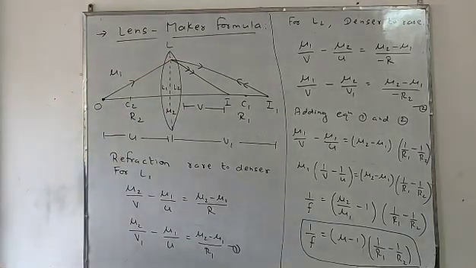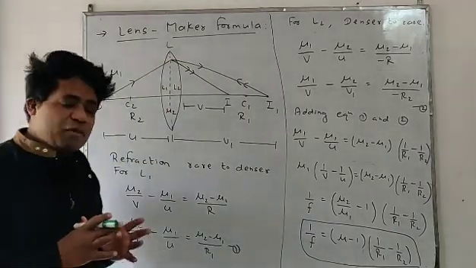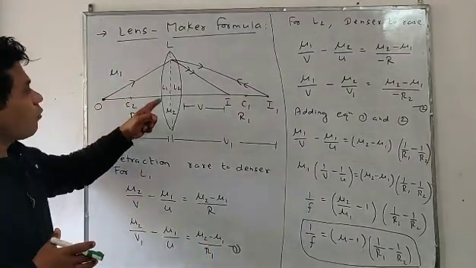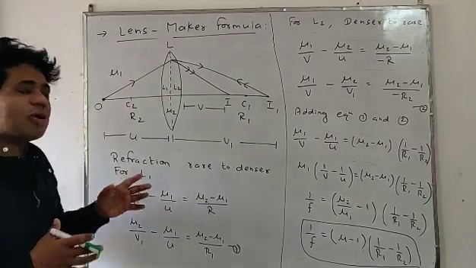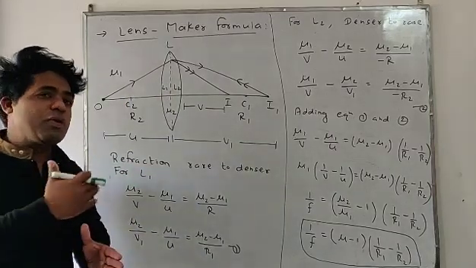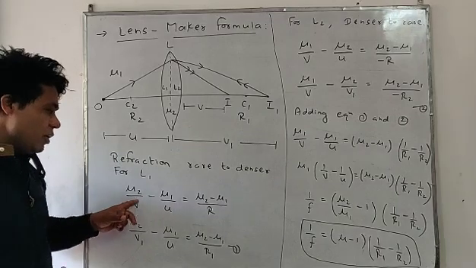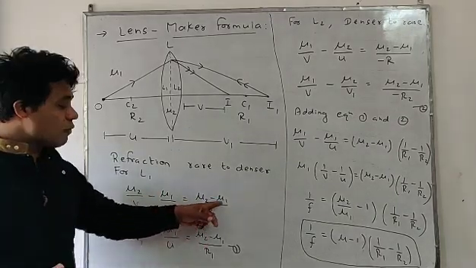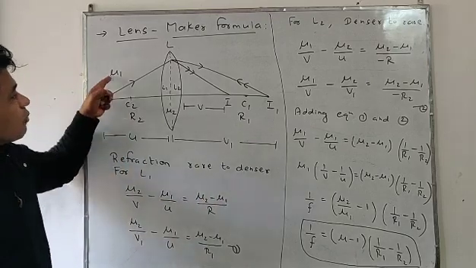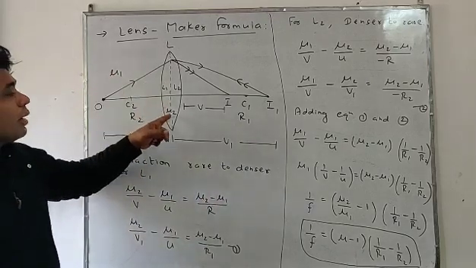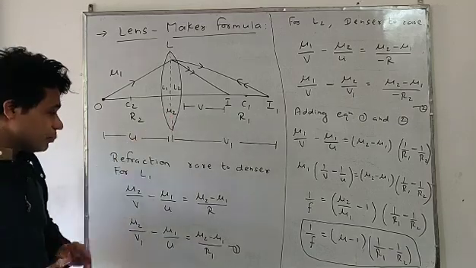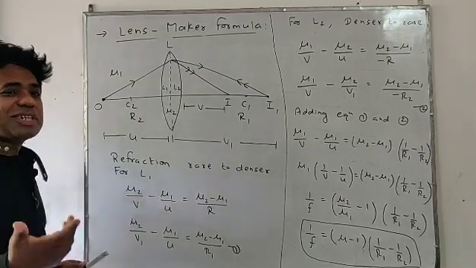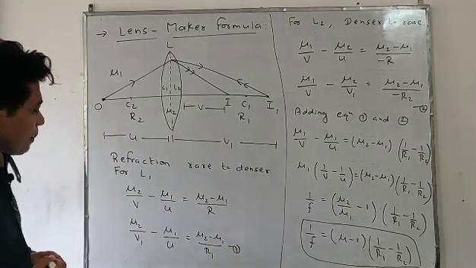Okay students. Now, refraction is taking place. First of all, we'll write from rarer to denser for the portion L1. We know the equation for refraction from rarer to denser: mu2 by v minus mu1 by u equals mu2 minus mu1 by R, where mu1 and mu2 are the refractive indices, mu1 is the refractive index of the rarer medium and mu2 is the refractive index of the denser medium. u and v are the object and image distances respectively. R is the radius of curvature.